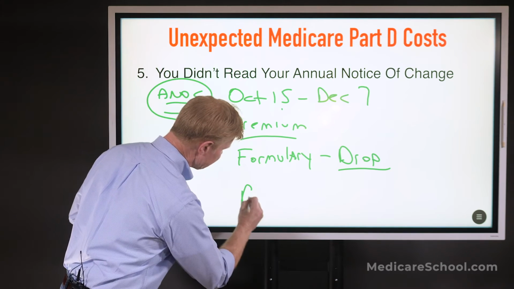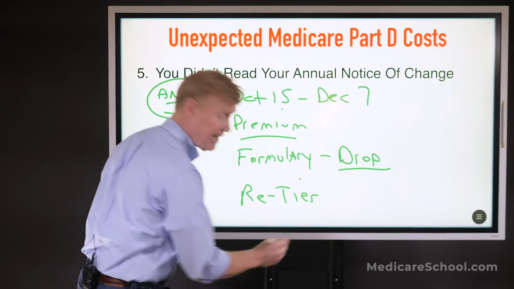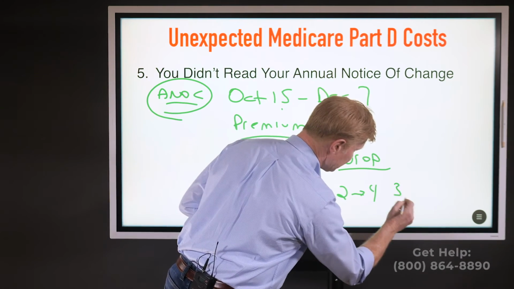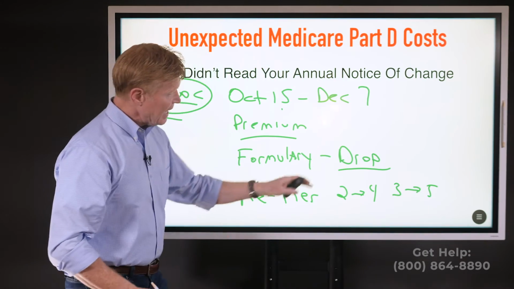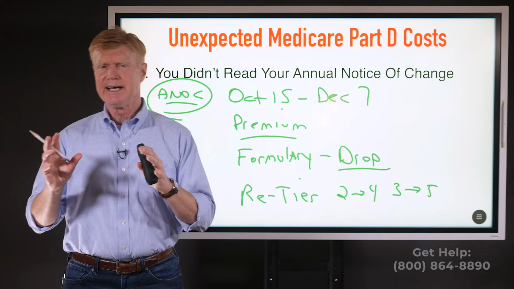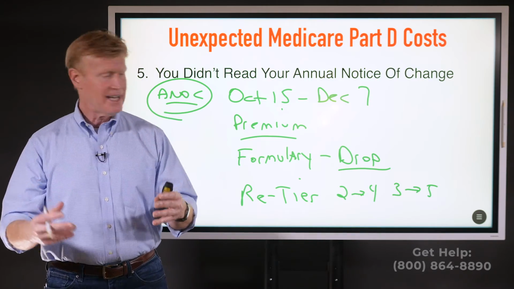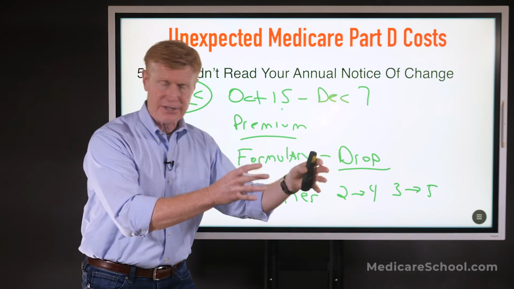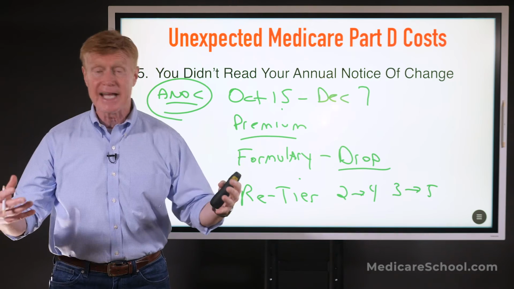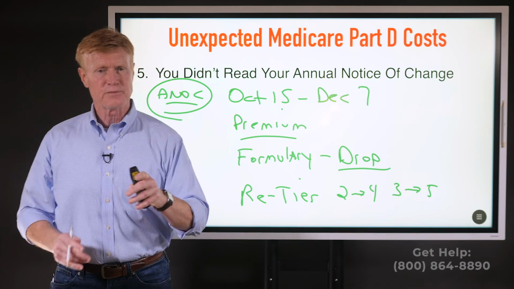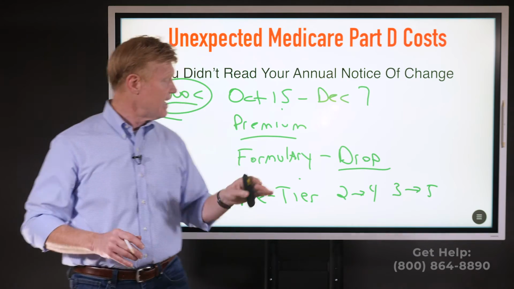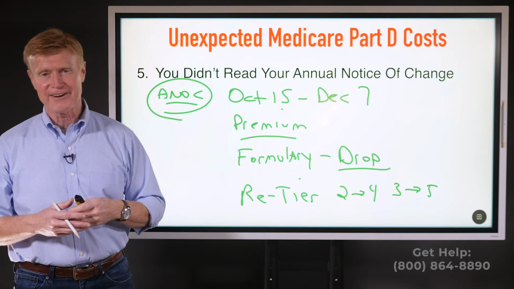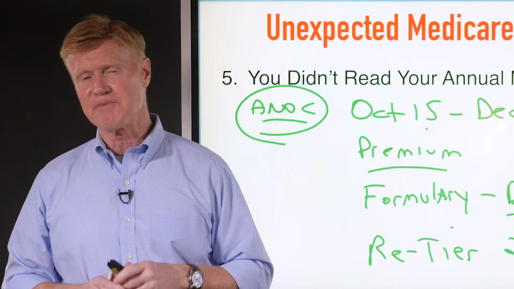And the third thing they can do is re-tier a medication. You may be on a medication one year, it's a tier 2, and they bump it to a tier 4. Or maybe you're on a medication that's a tier 3, and they bump it to tier 5. When they make a tiering change, that can drastically increase your out-of-pocket copay. So don't assume just because you like it this year, you're going to like it next year. Open the annual notice of change and see what they're doing. There's an 85% chance that you will like it, but there's a 15% chance that you will not, because they've made a change, or maybe you've made a change to your medications and you actually need a different formulary. Those are the 5 reasons why people have unexpected prescription drug costs.